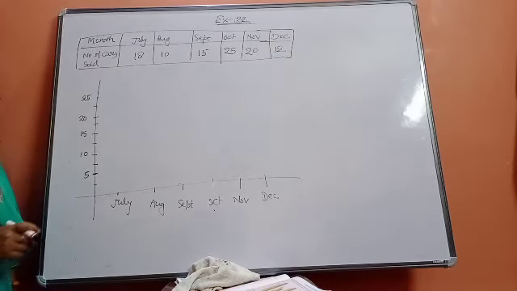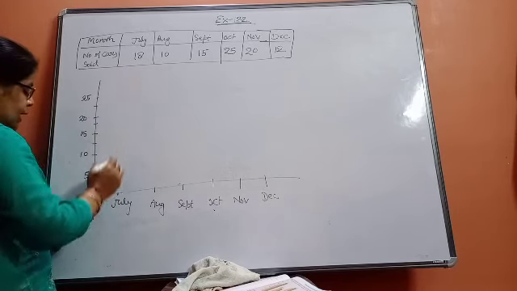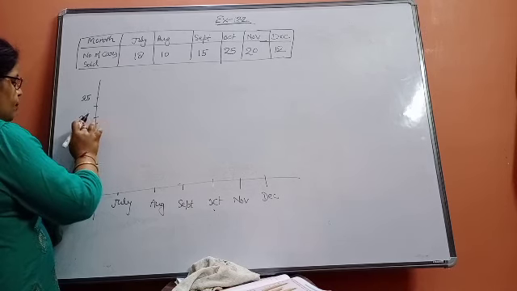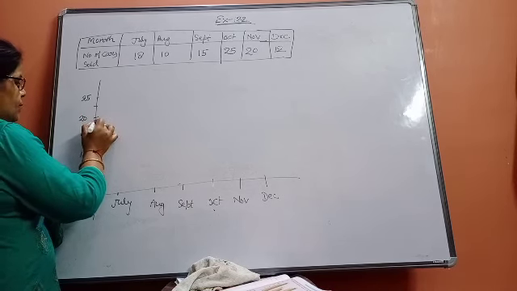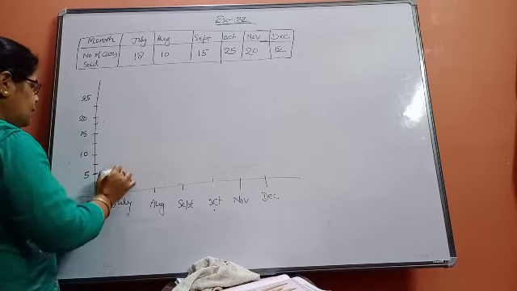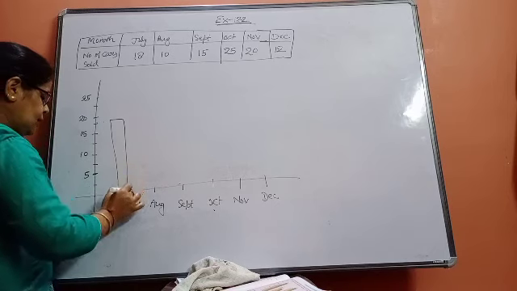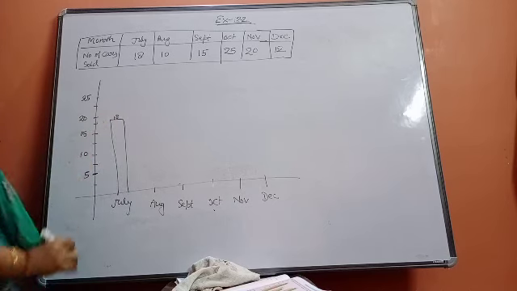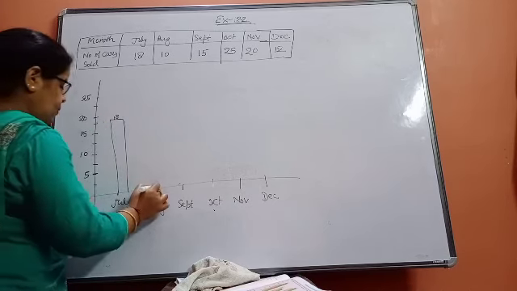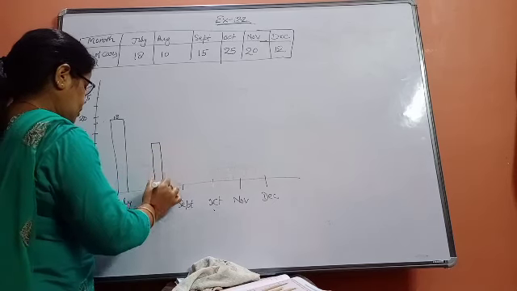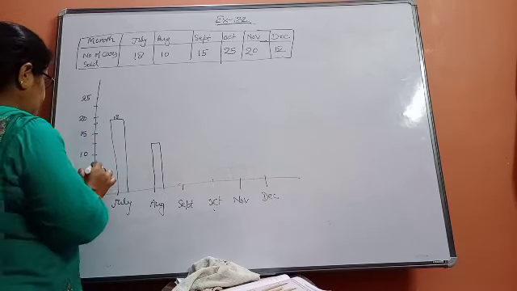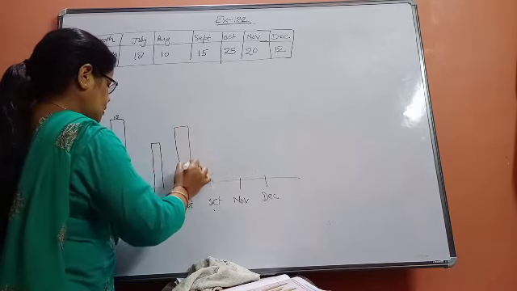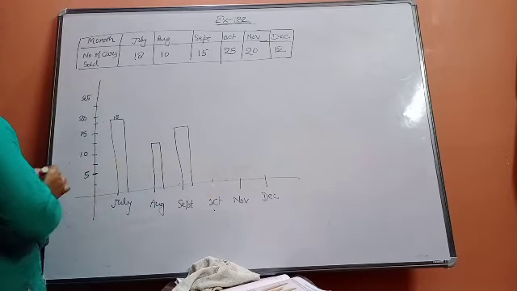Now see, in the July month how many cars we have sold? 18. So 15 is here, and it will come near 17 here. See how you will make it: July month 18, right in front of here also. Then August 10, so make it in this way. Then September 15, so 15 will come here. October 25.